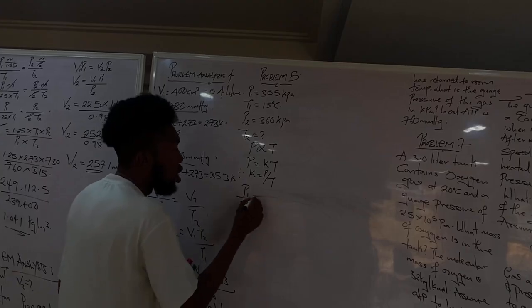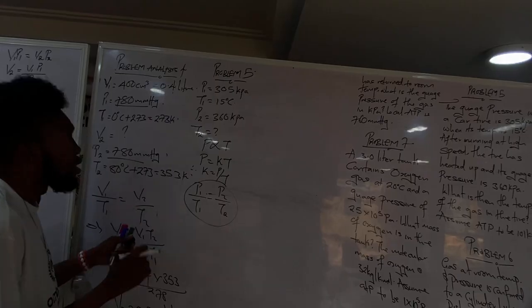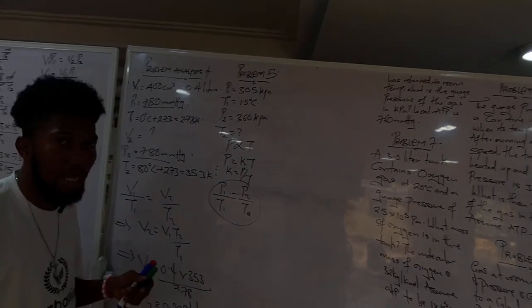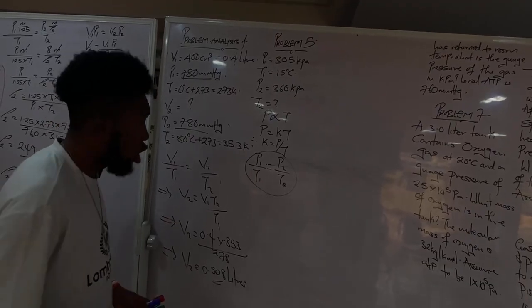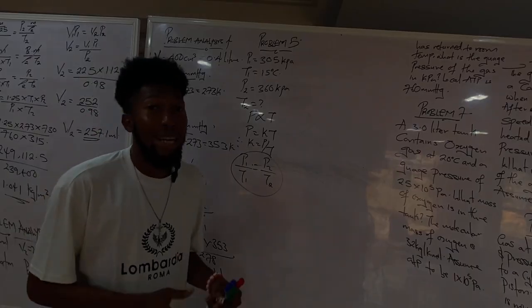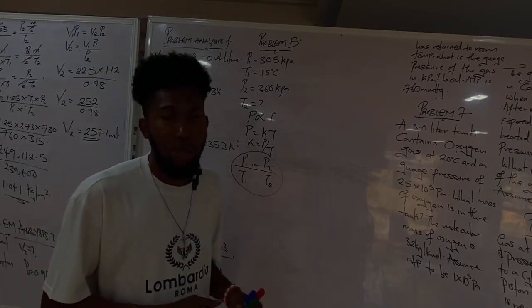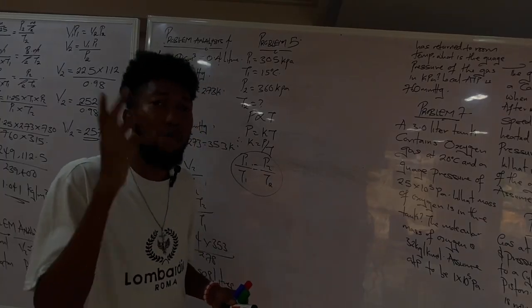P1 over T1 is equal to P2 over T2, which is very true. This is what we're using. Now, they will start substituting directly. And when you substitute these parameters directly, you are wrong, because whenever you hear gauge pressure, it is not the actual pressure. Gauge pressure is the difference between the actual pressure and the atmospheric pressure.